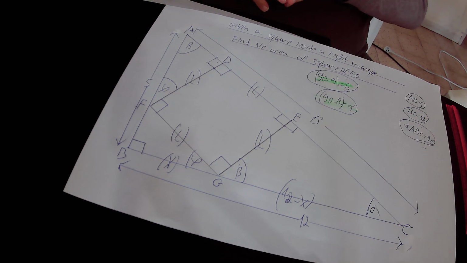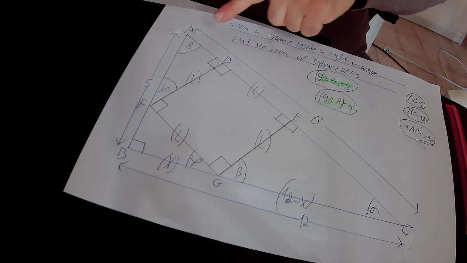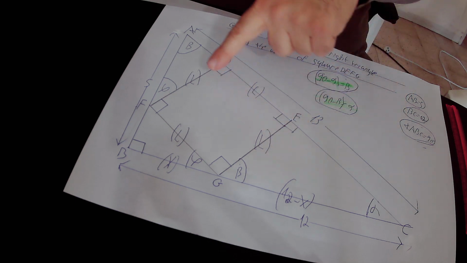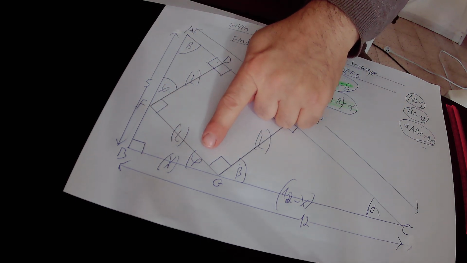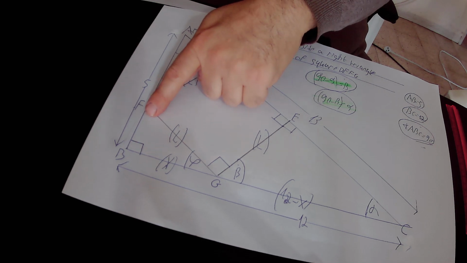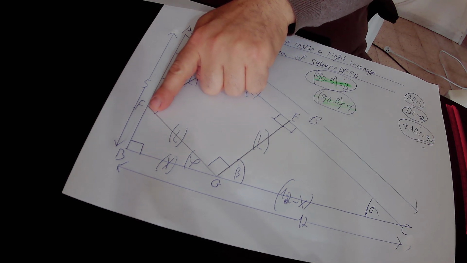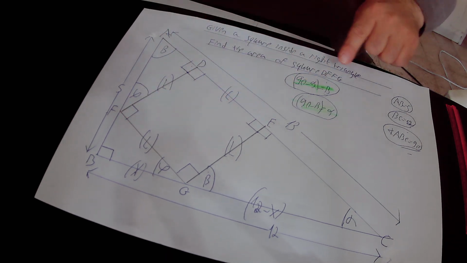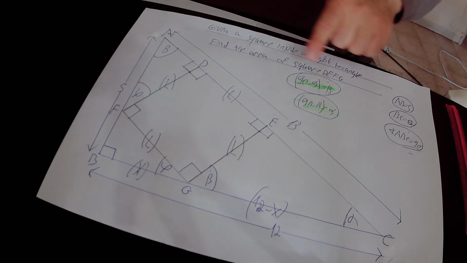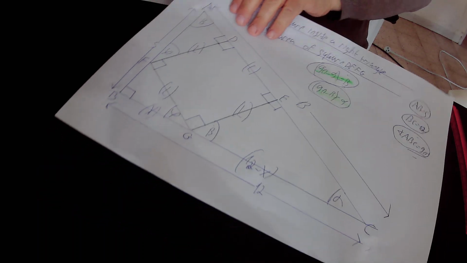In the next step, we'll focus on the small right triangle, triangle FBG. In the small right triangle FBG, this angle equals alpha, this angle equals 90 degrees, therefore the missing angle here must be equal to 90 degrees minus alpha. But 90 degrees minus alpha equals beta, therefore the missing angle here equals beta.